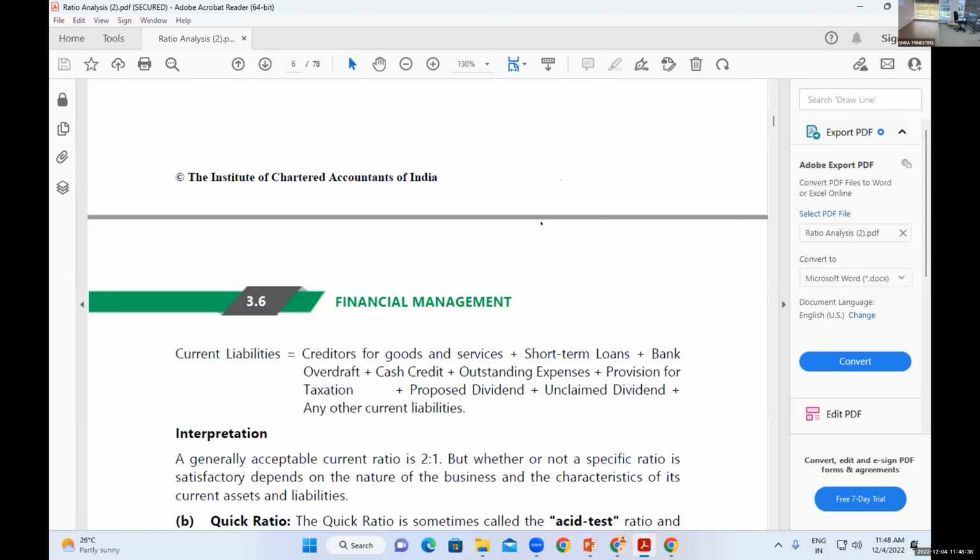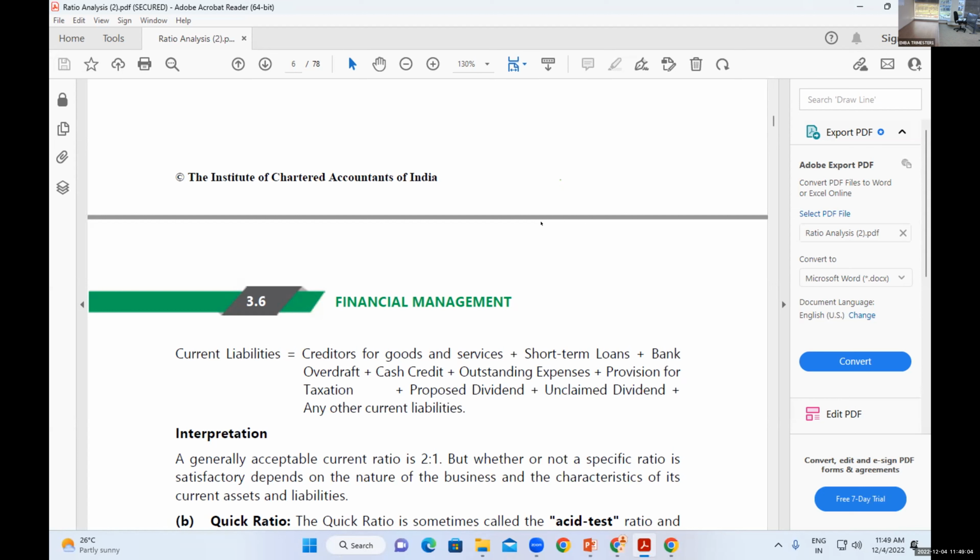You are unnecessarily locking up so many resources in current assets. Better to divert them into some investments, earning money.